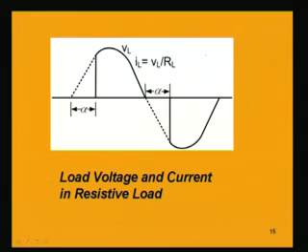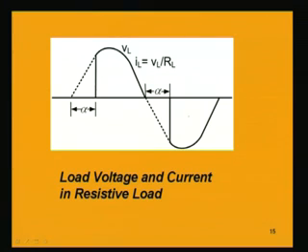Now, if we consider the current through the load, as this is a purely resistive load, the current will be simply VL by RL. So, the waveform of the current will be similar to the waveform of the voltage; only the magnitude will differ, but the shape will be exactly the same. The magnitude will be a little less because of the division by RL, so depending upon RL, it will have that magnitude. So, this figure is showing the load voltage and current in a resistive load.